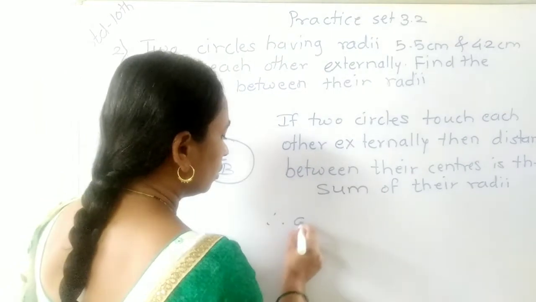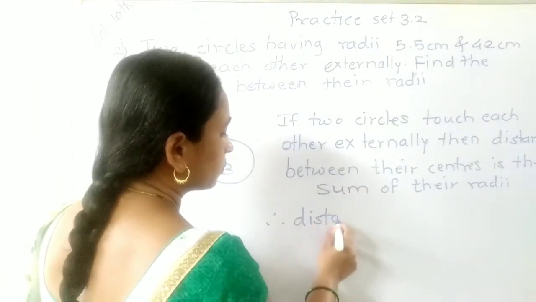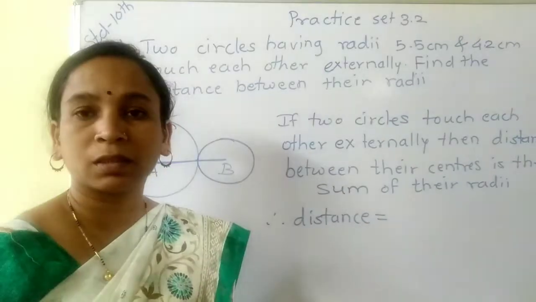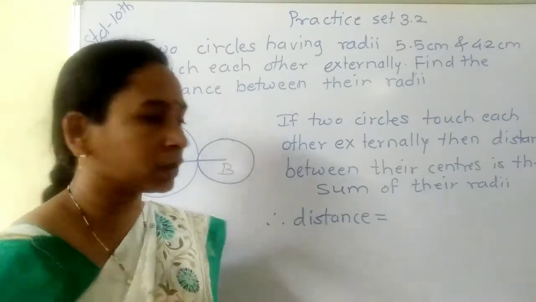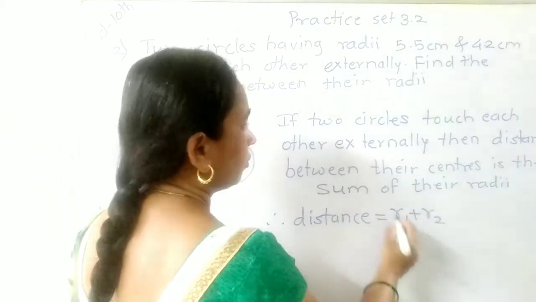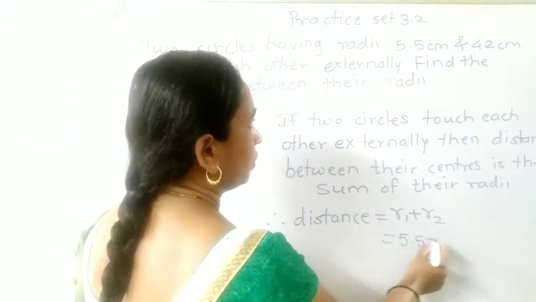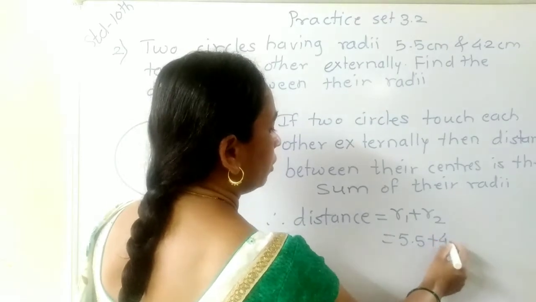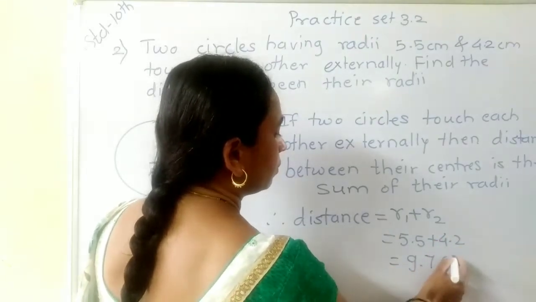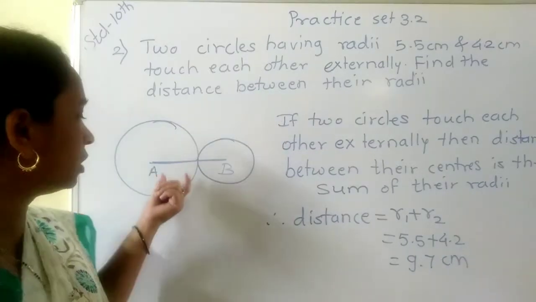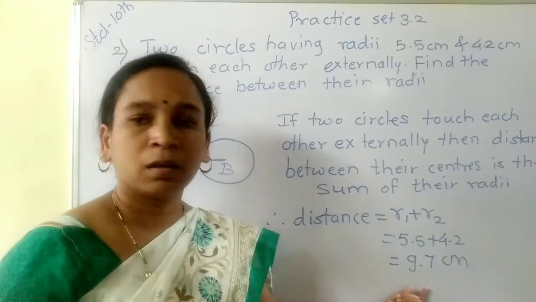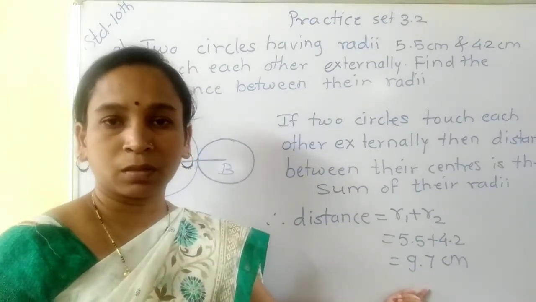So therefore, the distance between their centers is nothing but R1 plus R2. R1 I have considered 5.5 plus R2 is 4.2 centimeter. If you add it, we will get the answer 9.7 centimeter. In this way, the distance between the two centers of the circles is 9.7 centimeter.